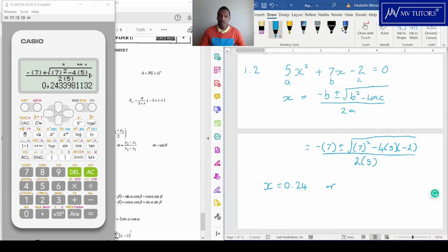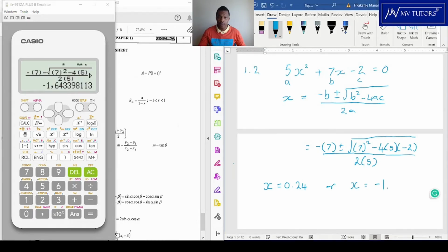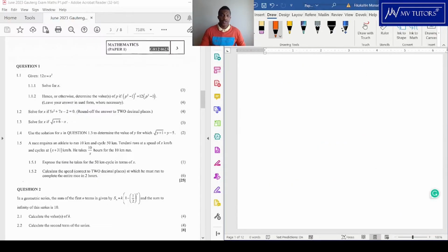Okay, or x is equals to, now let's go back there and let's go upstairs, go to the side until we get to that plus, delete it, put a minus, and then equals to, change that to a decimal, or x is equals to minus 1.64. That's it.